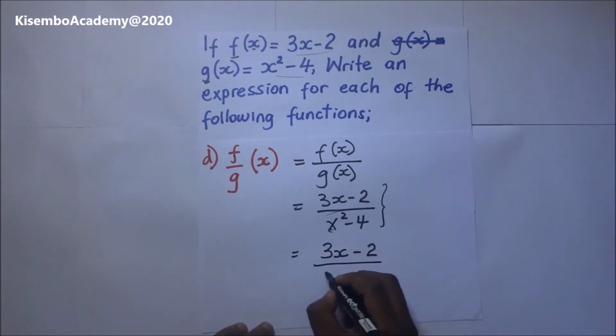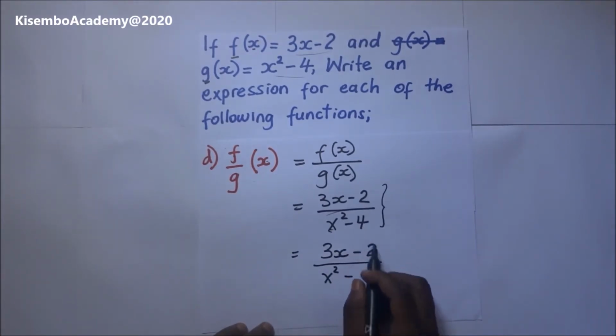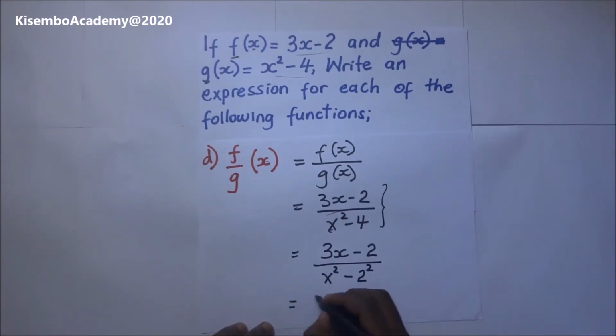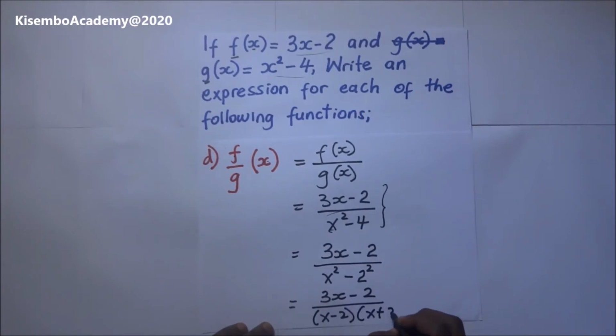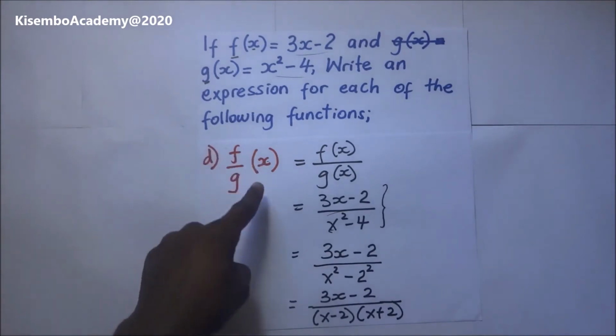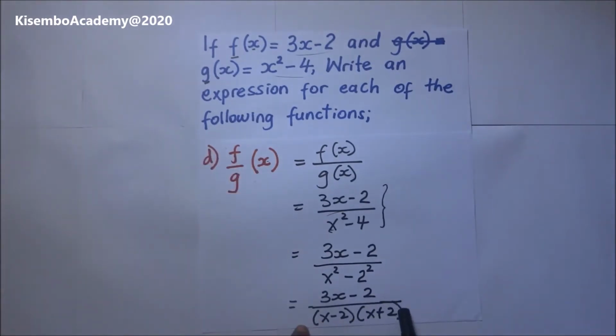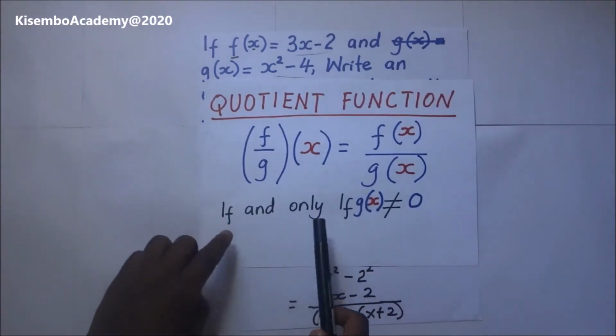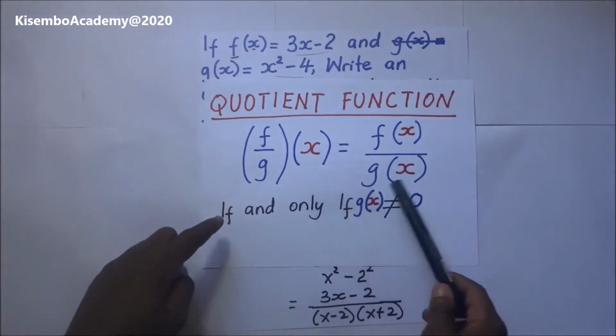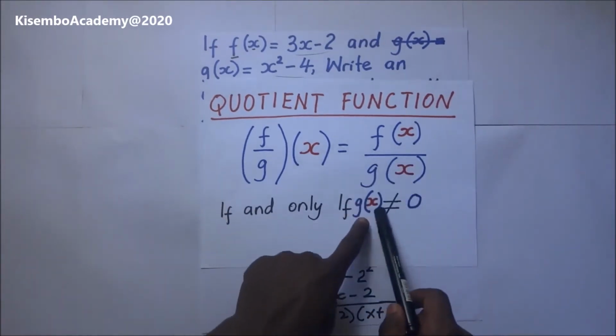X squared minus 4 is the same as x squared minus 2 squared. This is difference of two squares. And difference of two squares ends up giving us 3x minus 2, divided by x minus 2 into x plus 2. Difference of two squares, the property. So definitely, remember we said that when it comes to quotient, the key thing here is that the denominator is not supposed to be equal to 0. This is how we illustrated it here, that when we are looking at the quotient function, it is supposed to be such that the denominator, the g of x, is not equal to 0.